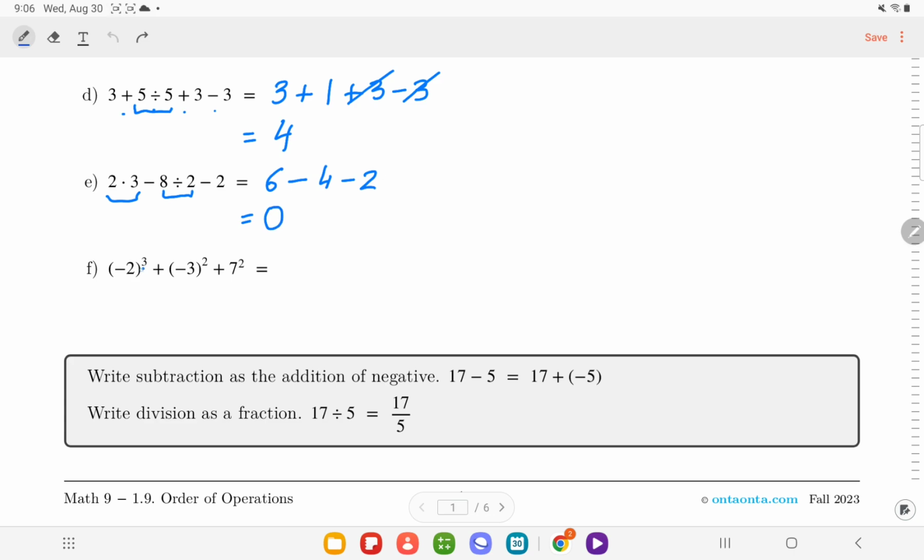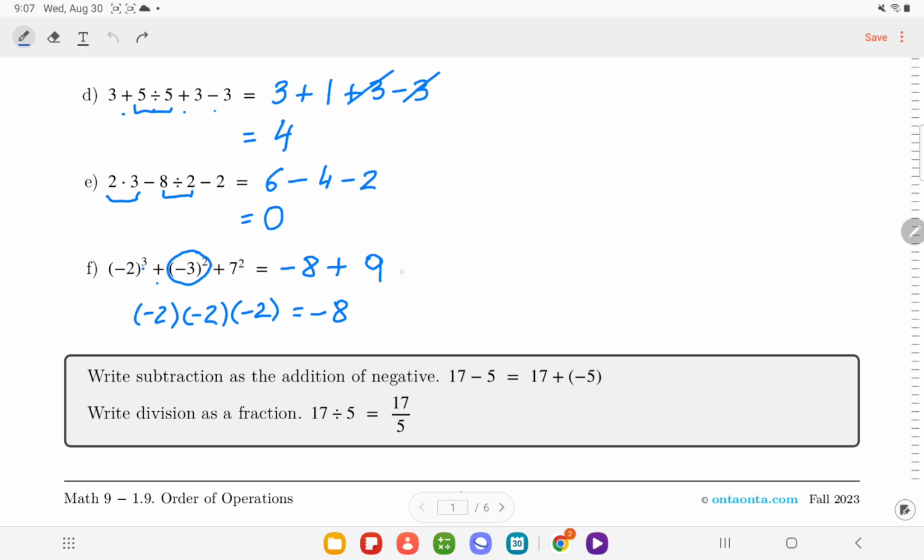Next, we have exponents and addition. Negative 2 to exponent 3. That's negative 2 times negative 2 times negative 2. Remember that negative times negative is positive. Then positive times negative is negative. That's negative 8. So we have negative 8 plus negative 3 times negative 3, or negative 3 squared, is positive 9.